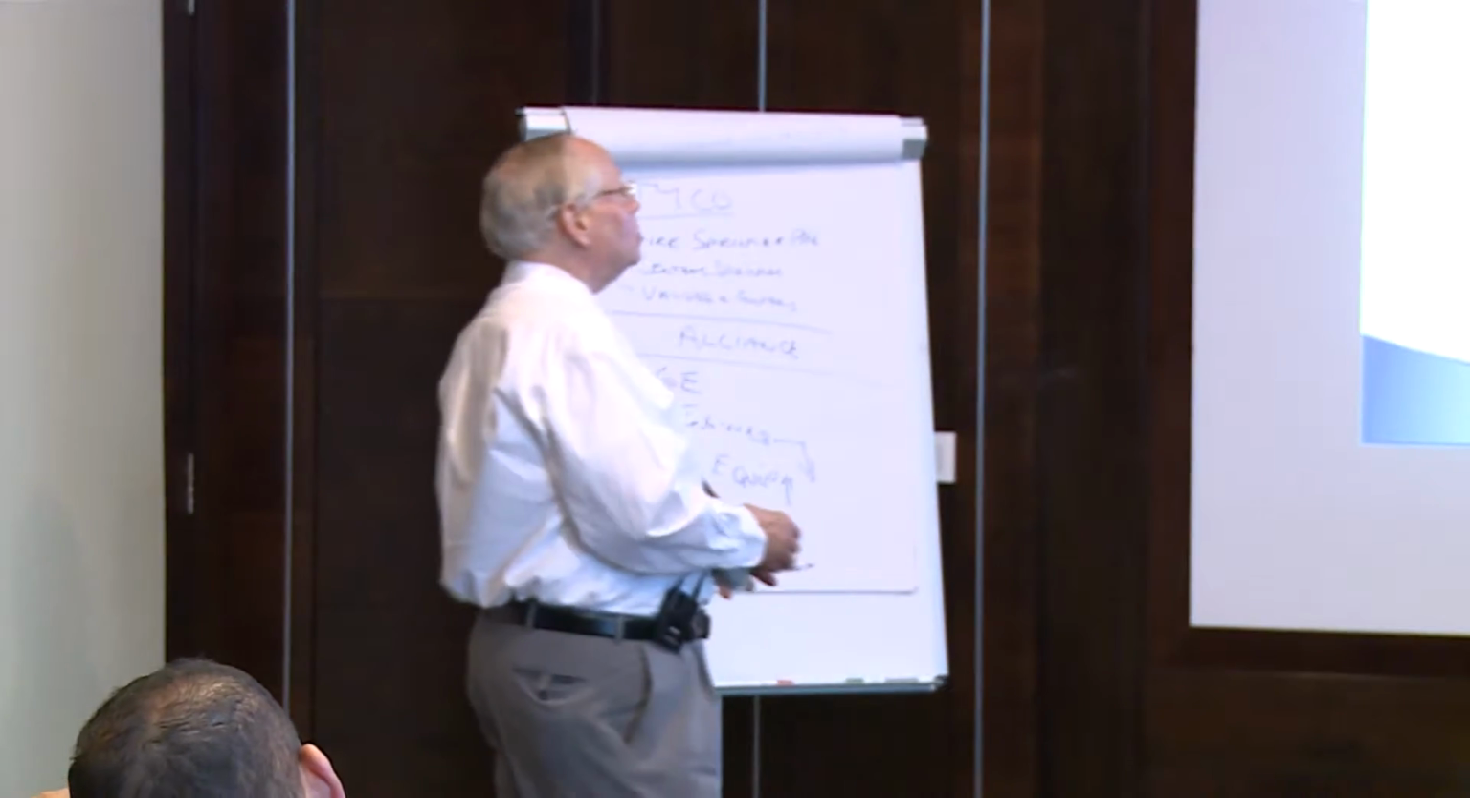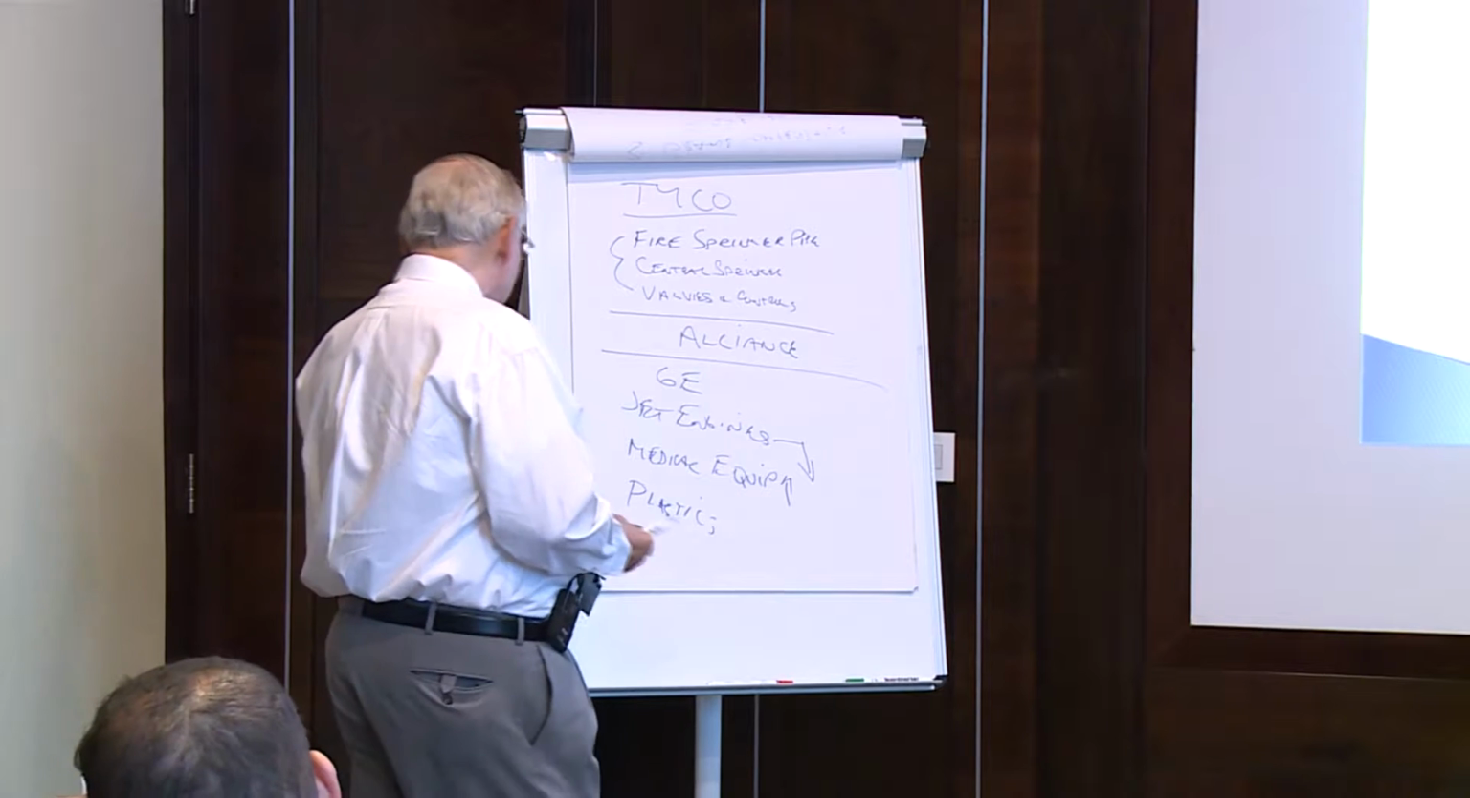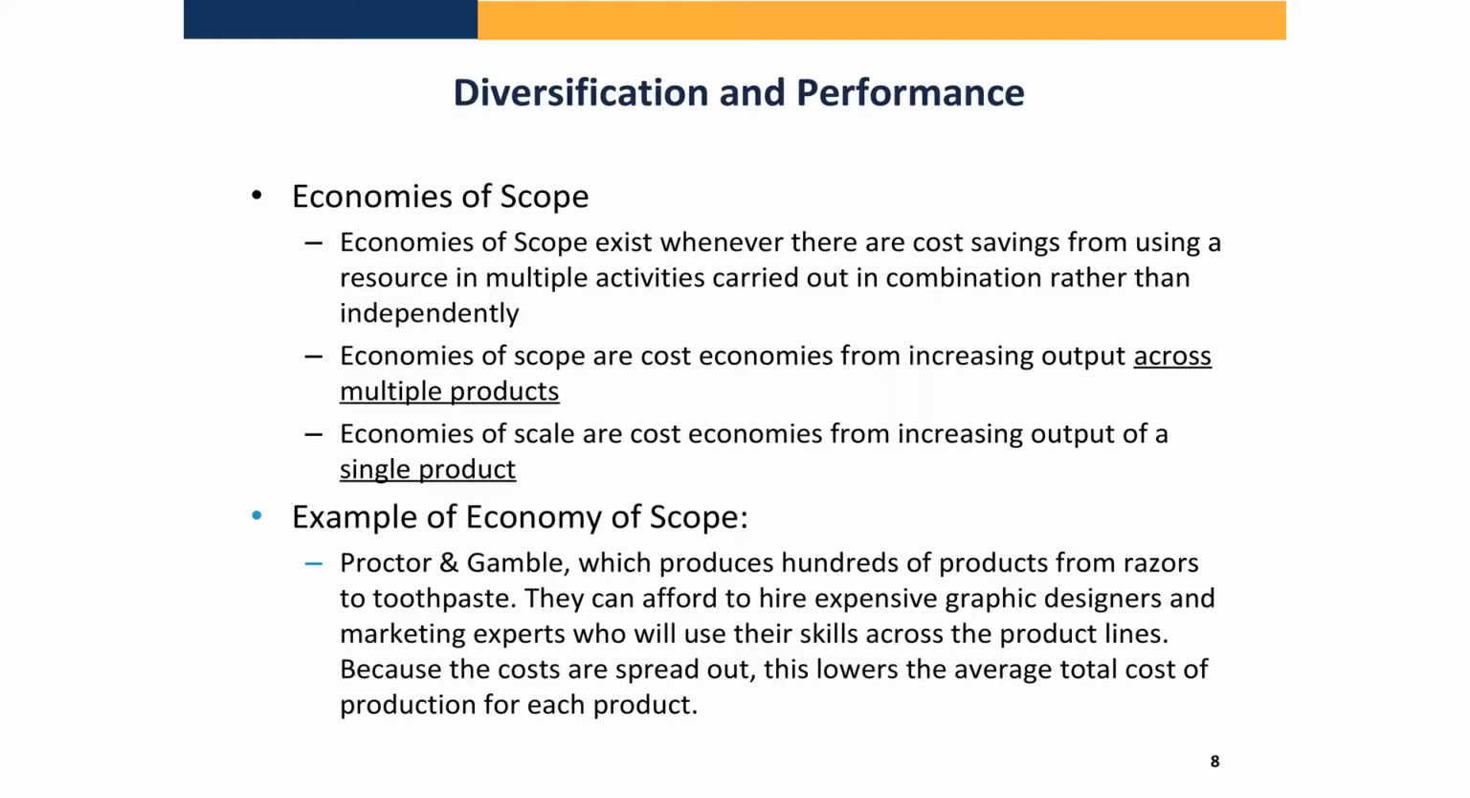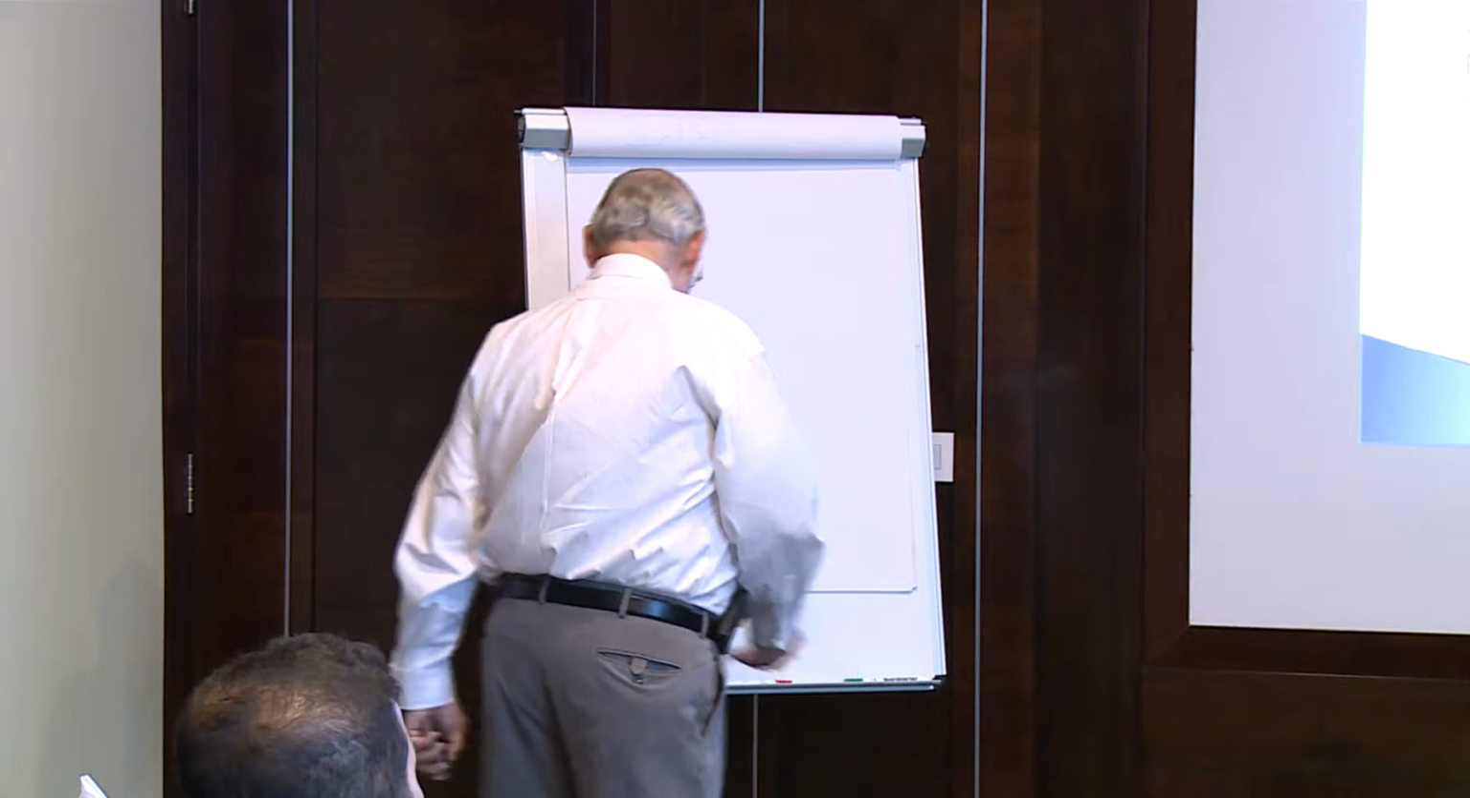Diversification performance. Now, we looked at economy of scale. Now we're going to look at economy of scope. An economy of scope exists whenever there are cost savings from using a resource in multiple activities carried out in combination rather than independently, and I will explain it in a minute. Economy of scope are cost economies from increasing output across multiple products or divisions. Economies of scale are cost economies from increasing output of a single product.